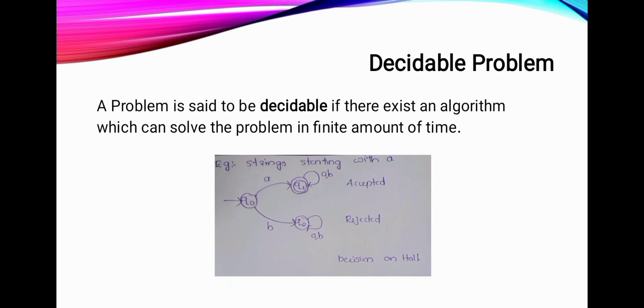Q0 is the initial state. Getting A from Q0, we get a new state Q1 which is the final state, and from Q1 any combination of A and B is accepted. So the string is accepted in this case. But in case of getting B from Q0, it goes to a dead state and it will be rejected, because only strings starting with A should be accepted. So here we can see a decision on halt, that is accepted or rejected. And we can also create an algorithm which can solve the problem in a finite amount of time. So this problem is decidable.